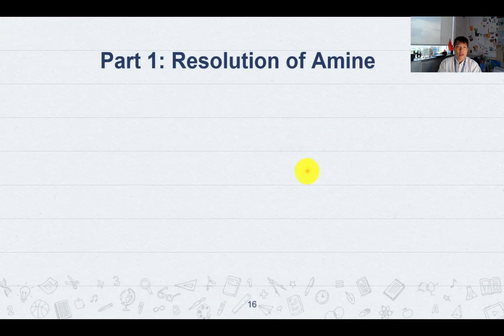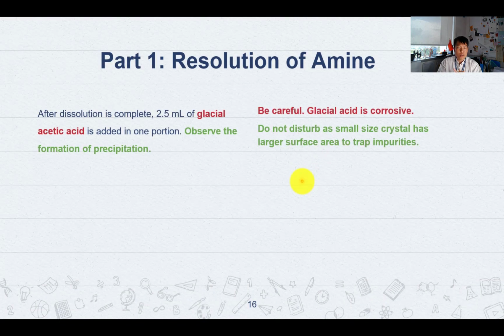The next part, okay, is after you have dissolved everything, add 2.5 ml of this glacial acetic acid. What does the word glacial mean? It means 100%, 99.9%, right? Super pure. Then you see there will be a precipitation. Okay, what color? You tell me in your report here.